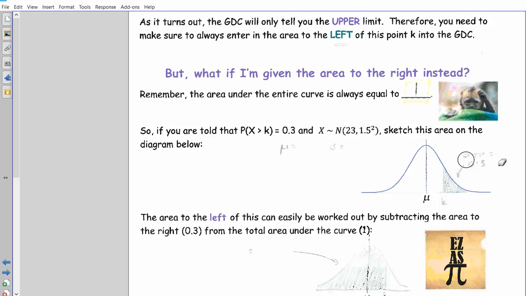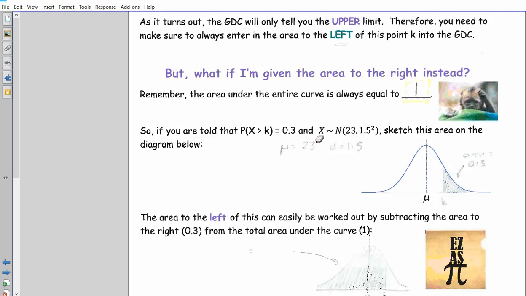So if you're told that the probability that x is greater than k, meaning that this area here is 0.3, and x is normally distributed with a mean of 23 and a standard deviation of 1.5, sketch this area on the diagram below. So they're saying that x is greater than k. So here's k, talking about the area greater than k, not less than k. So shade the area greater than k. So our area is 0.3.